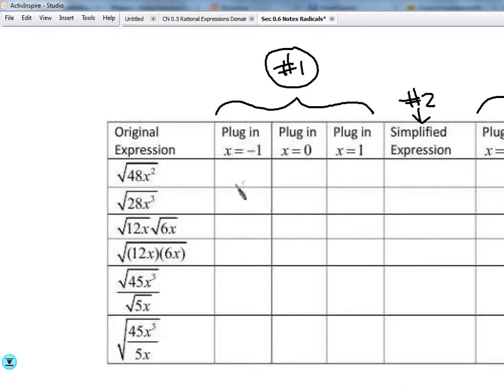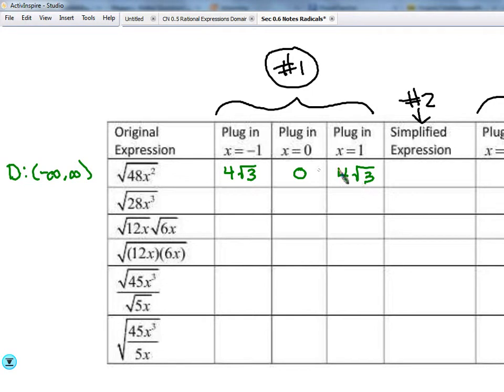If I plug in -1, we would simply have -1 squared, which is 1. 1 times 48 is 48, square root of 48, which is 4 square root of 3. If I plug in 0, I get square root of 0, which is 0. If I plug in 1, I get square root of 48, which is 4 square root of 3. Notice we said the domain was -infinity to infinity. So we were able to plug in a negative number, a 0, and a positive number, and I got real results every single time.